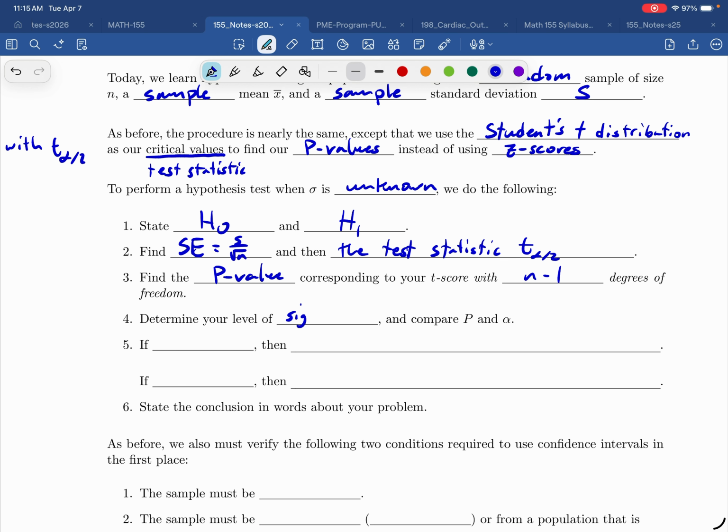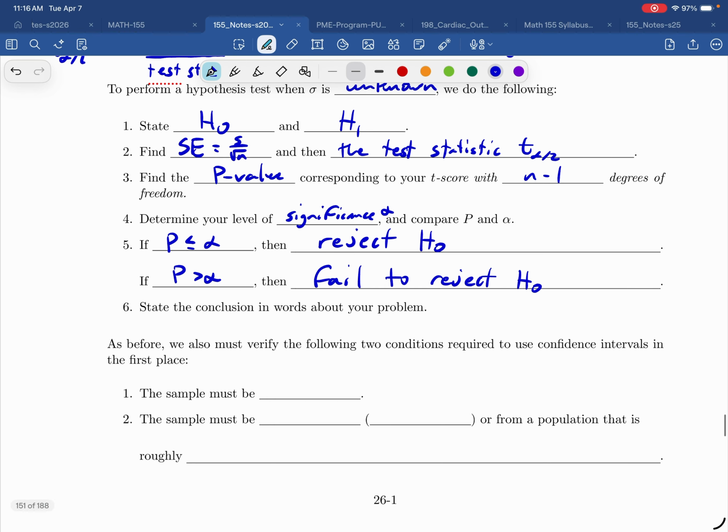Determine your level of significance alpha and compare the two. Compare p and alpha. If p is less than or equal to alpha, then reject the null hypothesis. If not, then fail to reject the null hypothesis. Now, again, I don't love the double negative, but it's important that we use that language because statistical studies don't prove a positive. They just disprove a positive or fail to disprove a positive. That's how it is, right? And then, of course, state your conclusion if necessary.